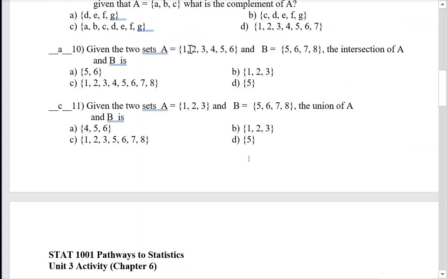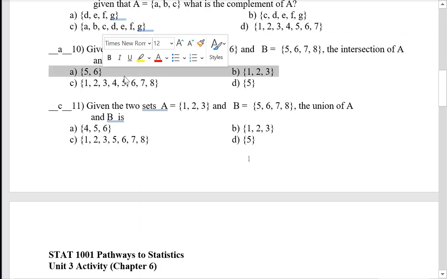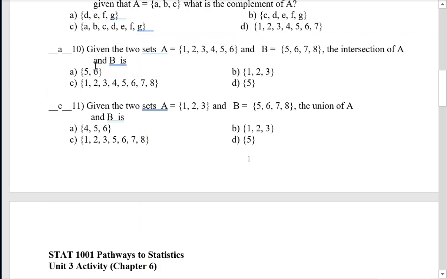Given two sets, we want to find the intersection of these two sets. The intersection means the ones that are in both. So let's look at what we got here. We have 1, 2, 3, 5, 6, and over here we have 5, 6, 7, 8. There's a 5 in both of these sets, and there's a 6 in both of these sets. So 5 and 6 make up the intersection of those two.